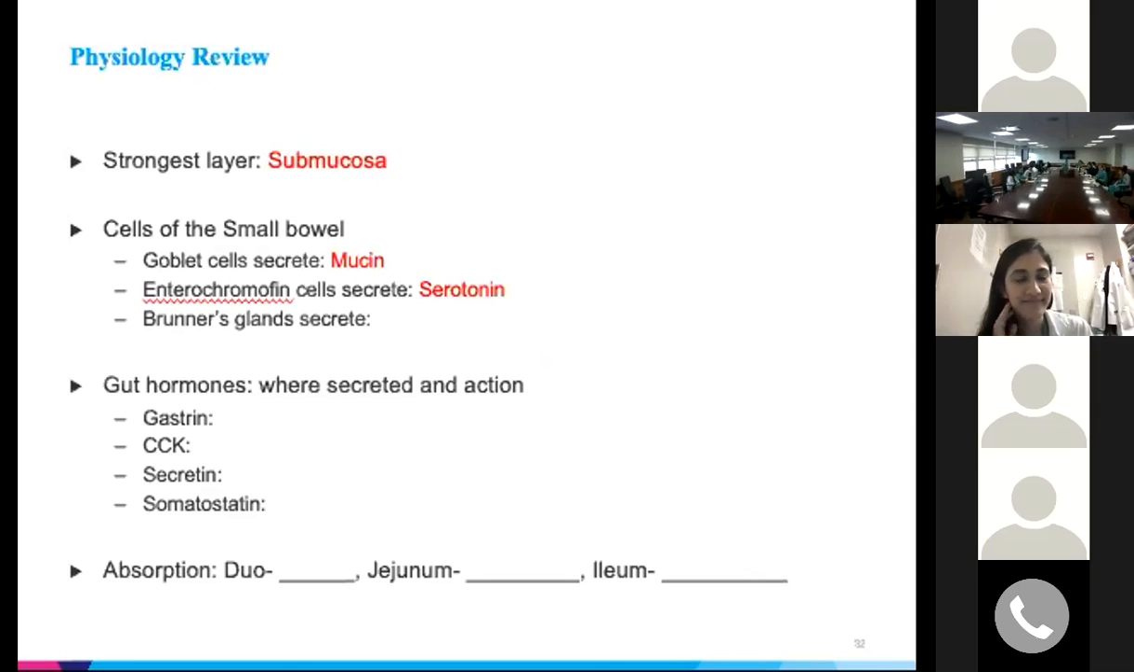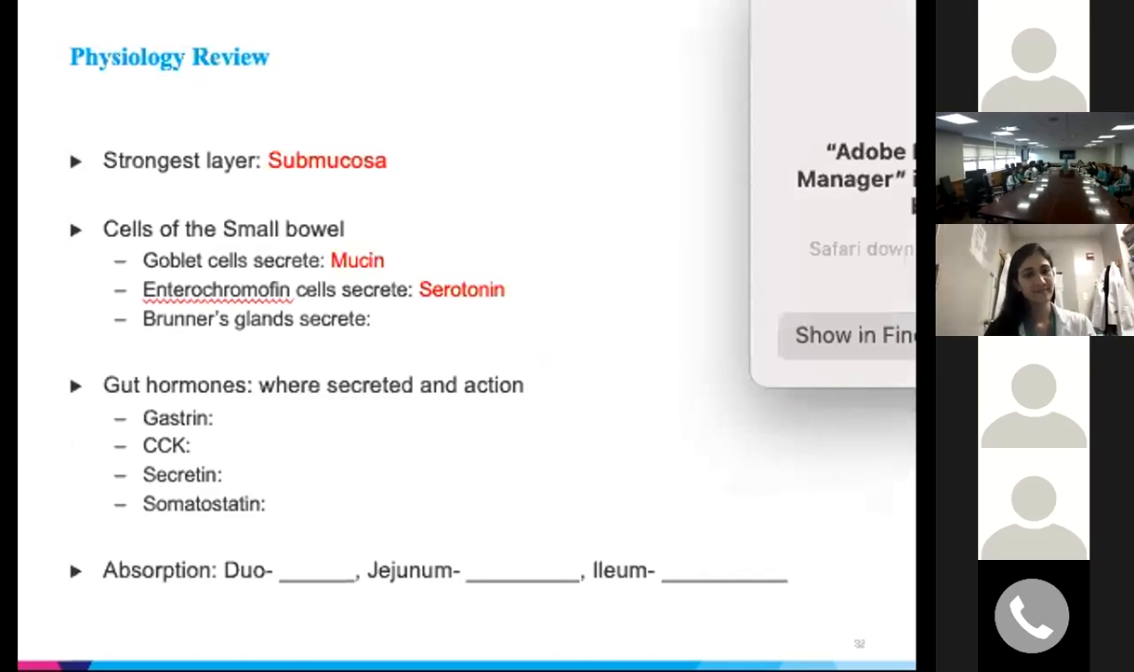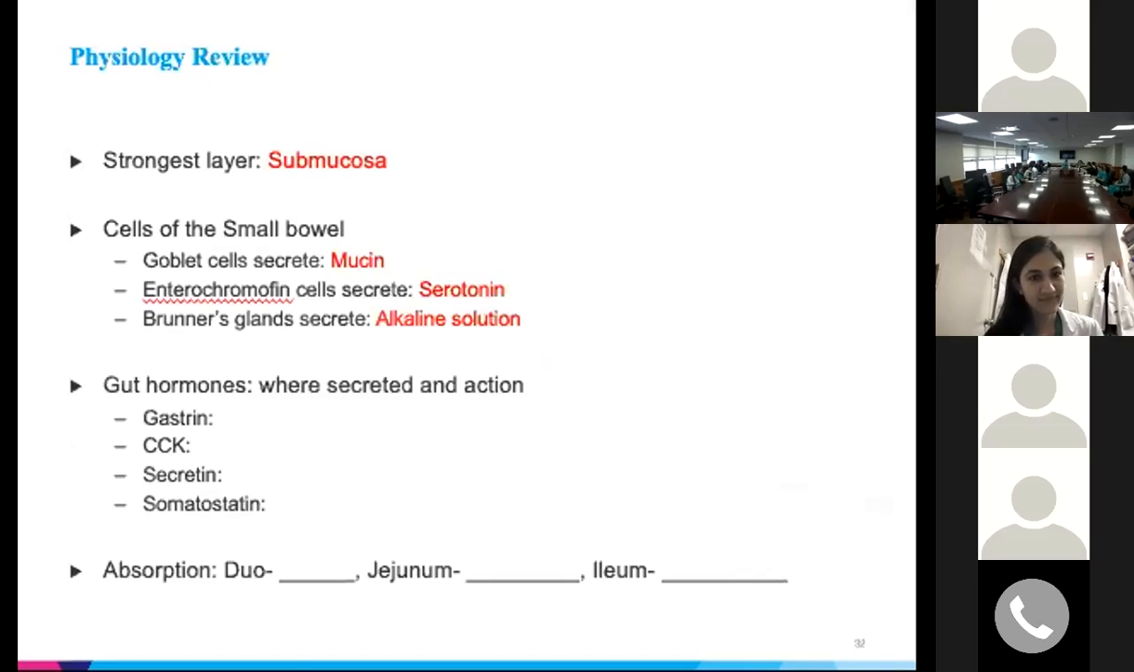Brunner's glands. Yes. Material? Alkaline solutions. Okay, where are they secreted in the action? Gastrin? G cells. G cells? Stomach. Okay. CCK? I heard I cells. Where are they, guys? Anyone? They're in the duo. Yep. And what do they do?